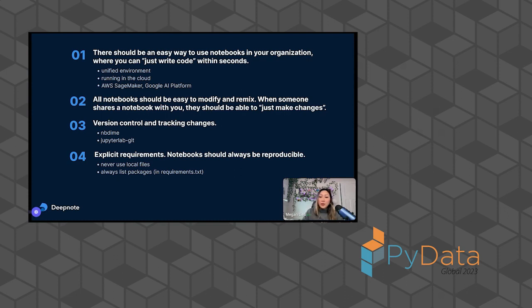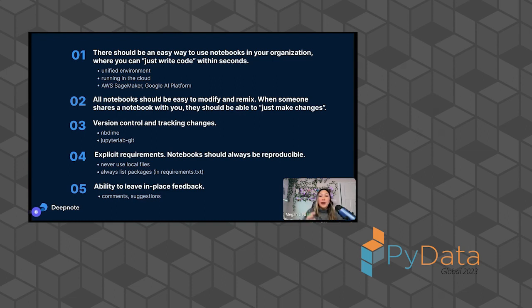Fourth, in order to make your notebooks reproducible to hand off to any collaborators, you need to have explicit documentation of the requirements. Some of those best practices for this include never using local files, and those cloud environments really force you to do that. Also, follow the Python best practice of listing your packages used in a requirements text file, no matter the type of analysis you're doing.